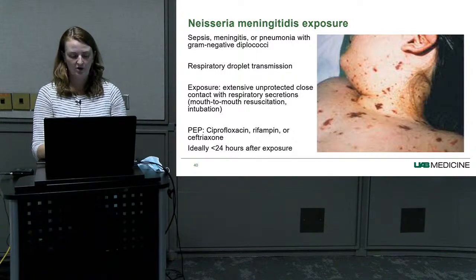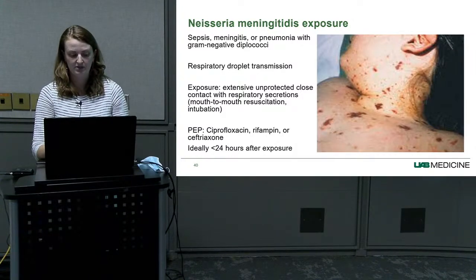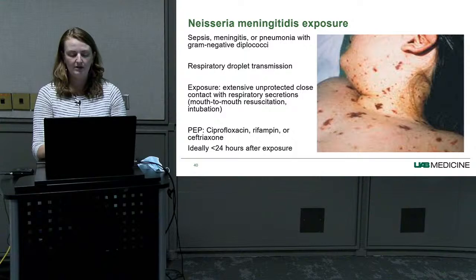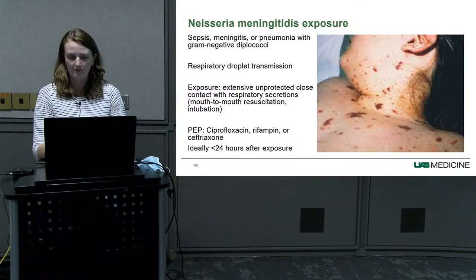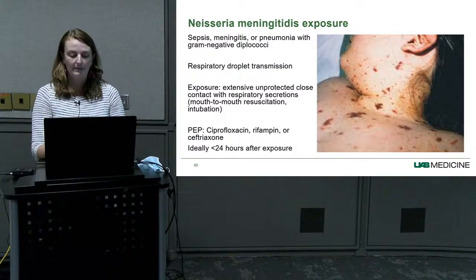An exposure in the workplace that would be considered extensive would be unprotected close contact with respiratory secretions. And this is very specific. So anyone who performed mouth-to-mouth resuscitation or intubated without appropriate PPE on would need consideration for post-exposure prophylaxis. And we use ciprofloxacin, rifampin, or ceftriaxone for this. The goal would be to administer this post-exposure prophylaxis quickly, at least within the first 24 hours, but as soon as you can. The use of the meningitis vaccine as post-exposure prophylaxis is really only recommended if there's an outbreak situation going on, so not in every exposure.